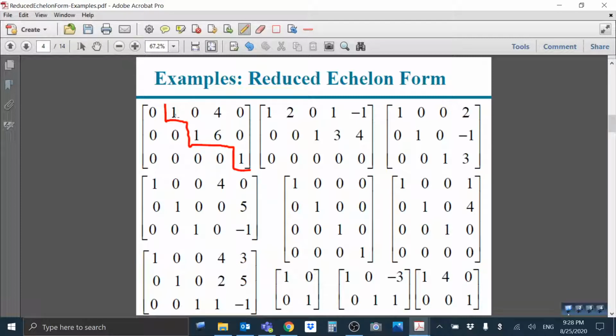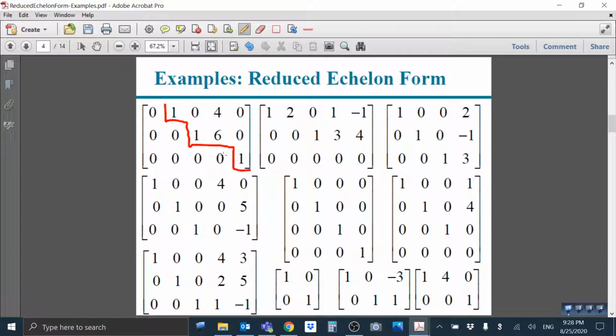My leading entry, 1. Another leading entry, 1. Another leading entry, 1. Wow, great news. We have 1 more condition satisfied. Last condition says your leading entry is 1, and it's the only non-zero value in its own column. Here that's true, because in this column he's on the top and then below all zeros. This guy, leading 1, in his column, well, above him zeros, below him zeros.